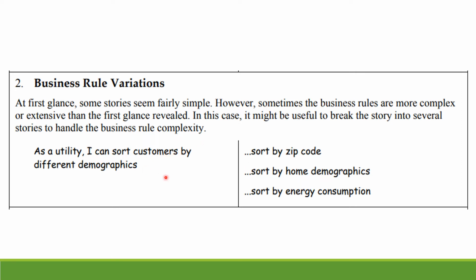The second way of splitting a story is based on business rule variations. As a utility, I can sort customers by different demographics. So I want to sort customer contact information based on different demographics. You can sort by zip code, which is a demographic detail you gather from the customer. You can sort by home demographics, by energy consumption, by salary. There are a number of ways you can do the sorting. These are the business rule variations, and you can easily split the stories.